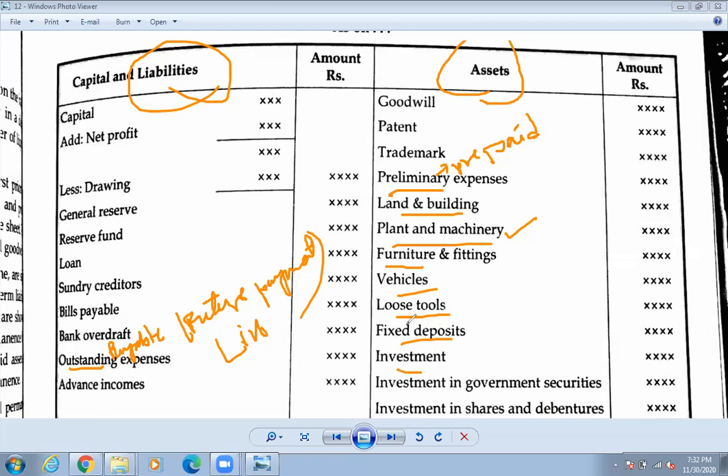Fixed deposits, they are all assets for us because they are going to give us something in the future. So the thing which will give us some benefit. Okay, so let me write one meaning. The thing which will give us some benefit in the future.